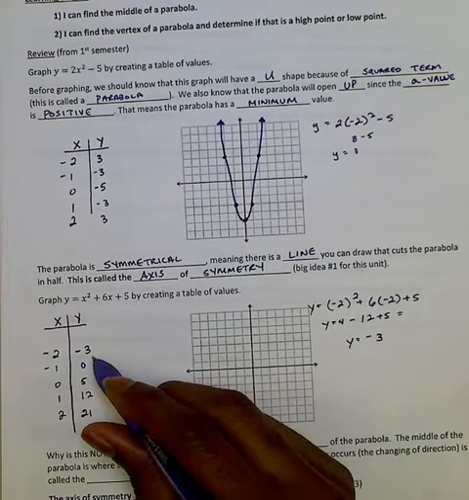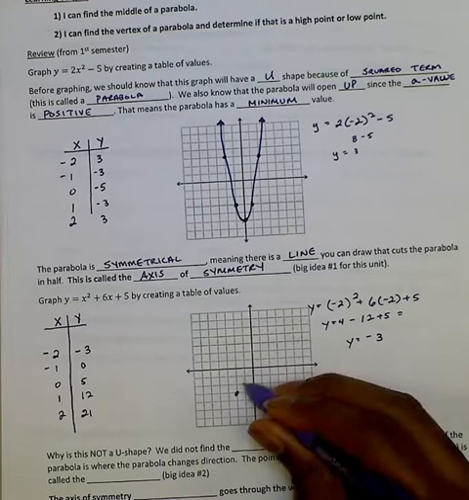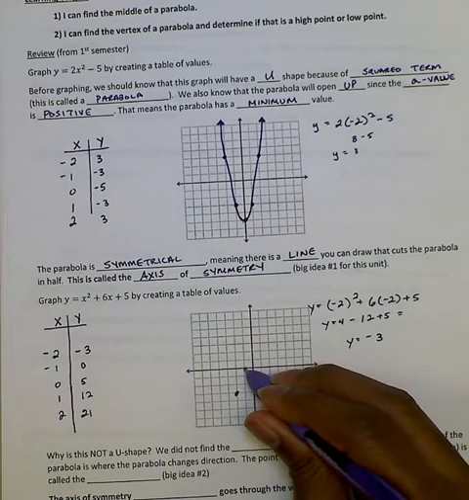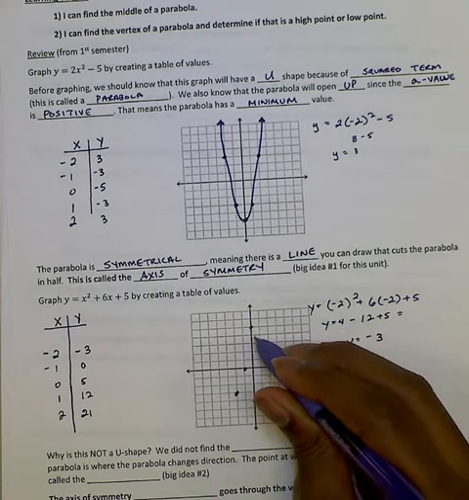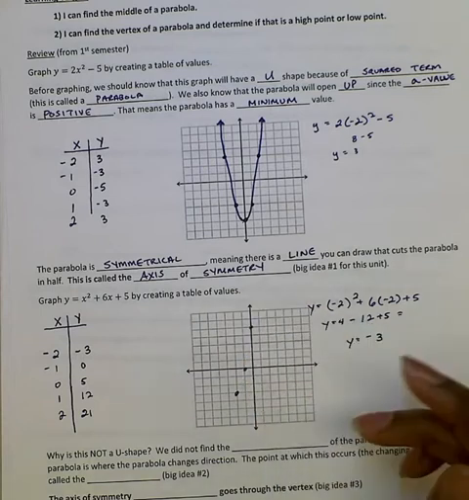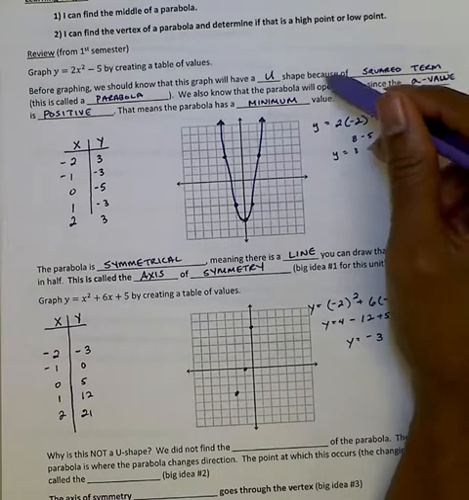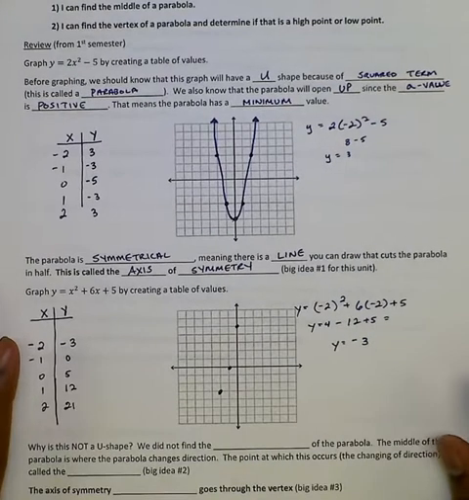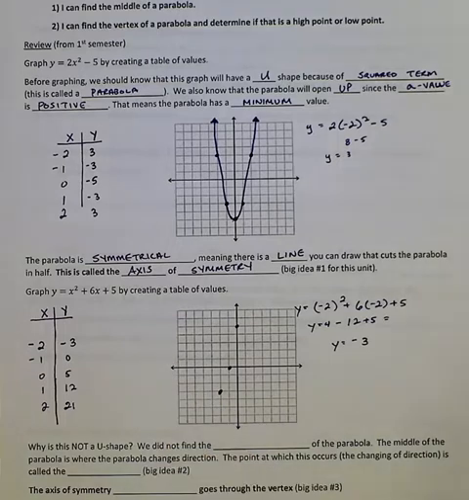If you notice, with these points now, when we plot them, we have -2, -3. That's 1 point. We have -1, 0. We have 0, 1, 2, 3, 4, 5. We've got 1, 12. And you'll notice that, hey, this doesn't give us a U. Remember up here we said we know this is going to be U-shaped because it has a squared term. And the reason that this doesn't give us a U is because we didn't find the middle of the graph, or middle of the parabola.